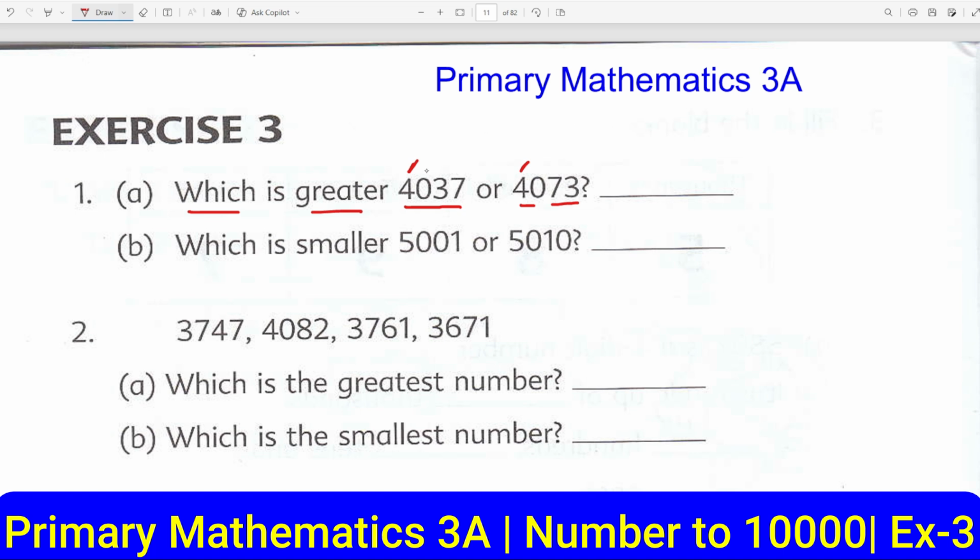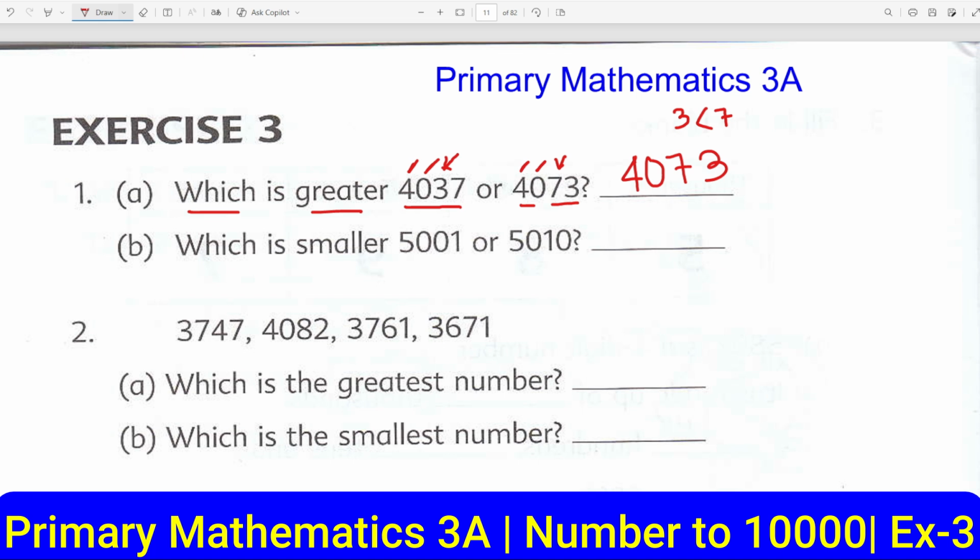Second, the hundreds digit is a 0, also a 0. So still we cannot decide. But here, this is a 3 and this is a 7. So we know 3 is less than 7. That's why the greater is 4073. Okay.